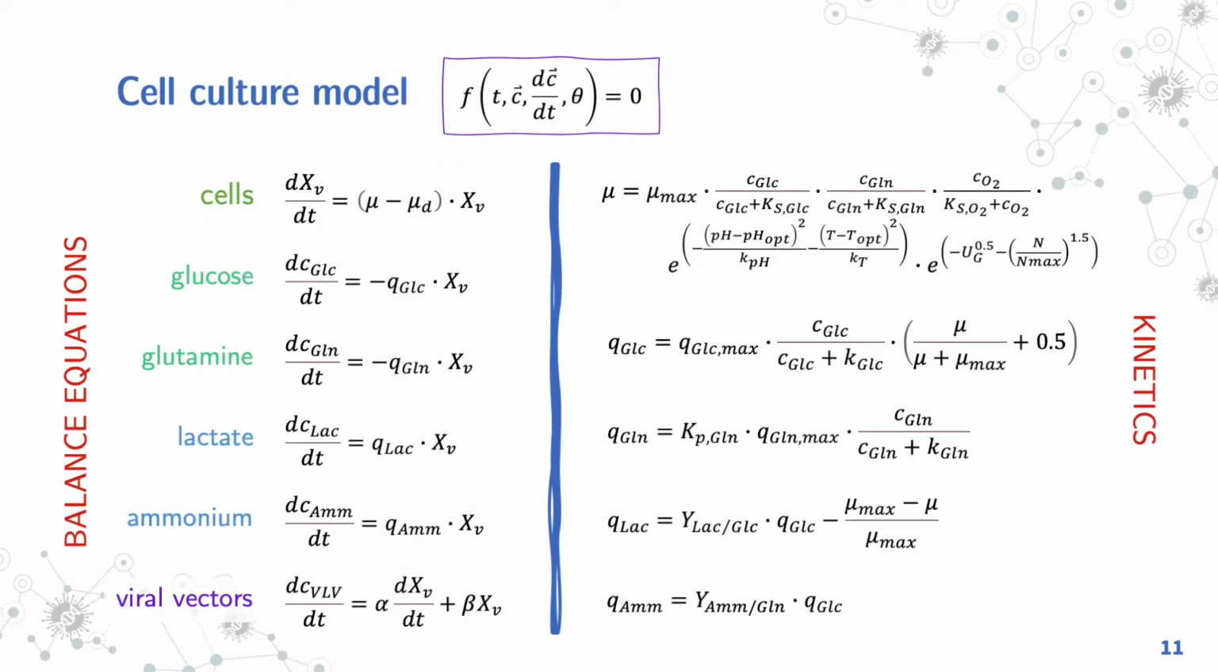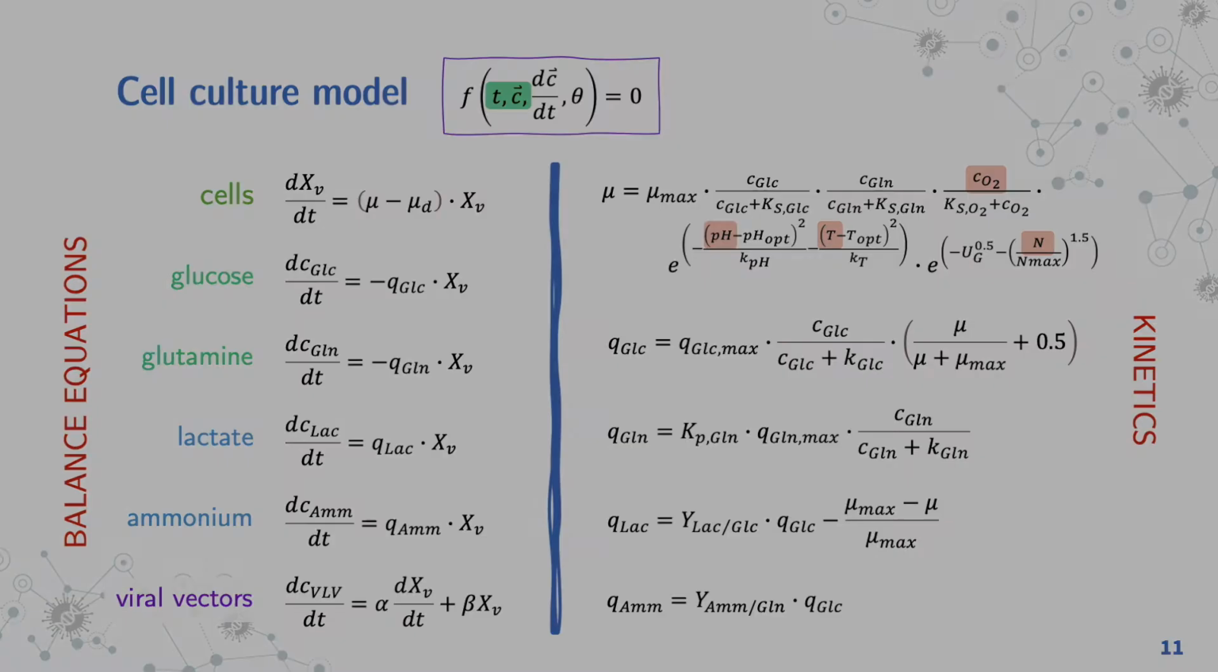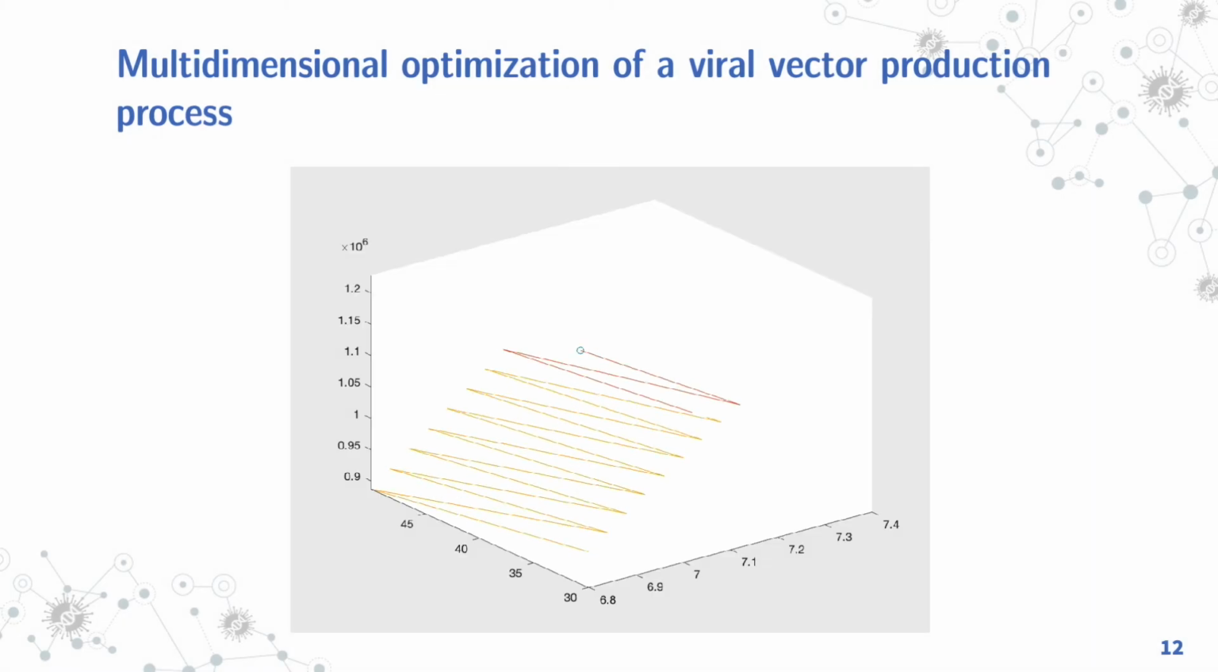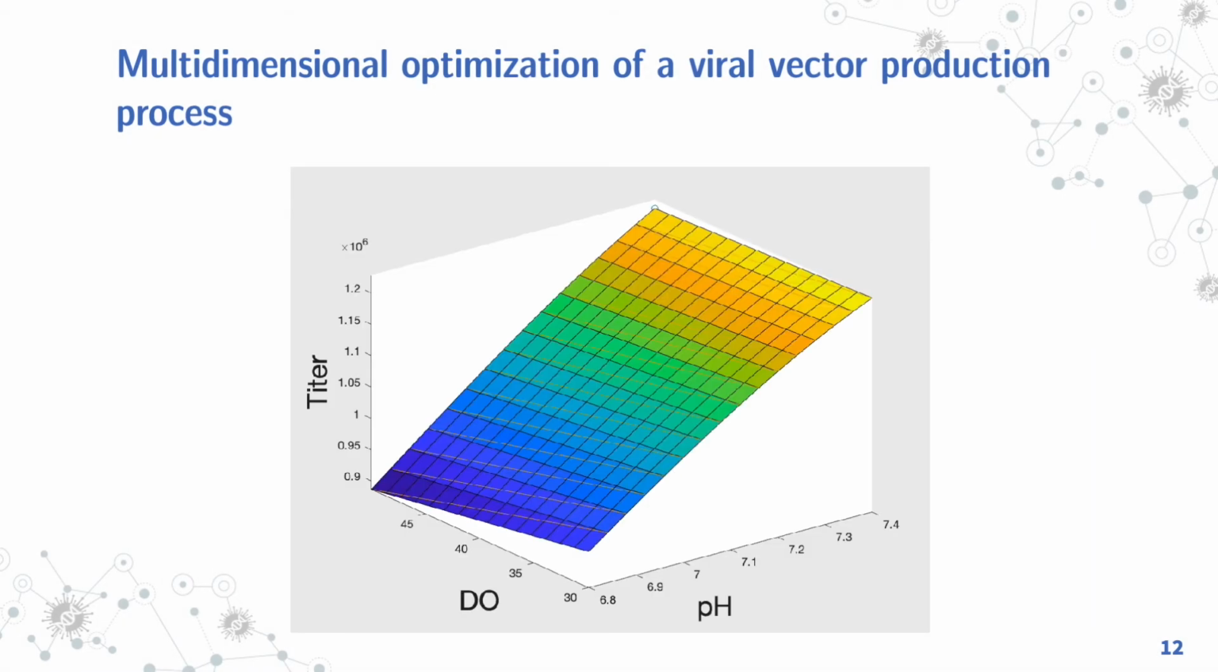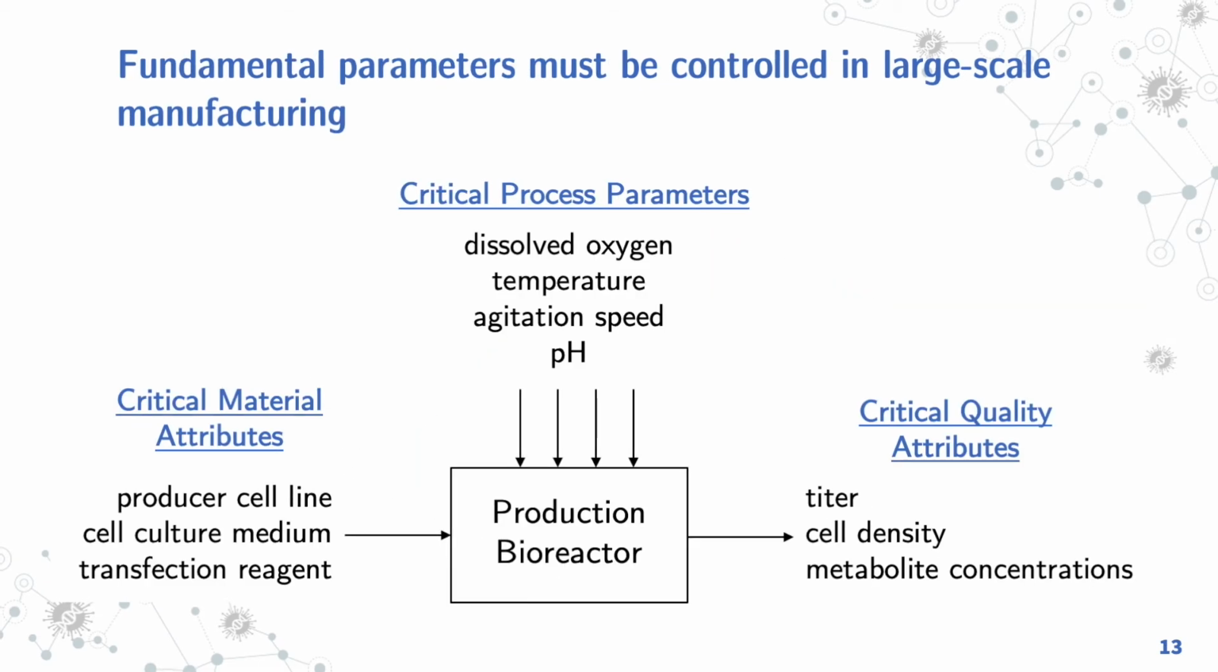Let's now take a step back to understand what the cell culture model tells us. Critical process parameters that appear in our model include pH, temperature, dissolved oxygen, and agitation rate. Our model provides a relationship between these process parameters and our response variables, which include production runtimes and product concentration. We can then vary the process parameters and use our model to predict and optimize the system's response. Ultimately, the fundamental process parameters can be closely controlled in large-scale manufacturing pipelines to produce viral vectors.